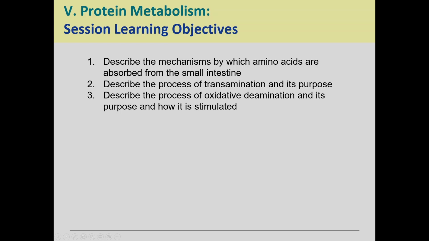All right, so last metabolism video before we have a very short one at the very end, and that's protein metabolism. So we've already talked about how we metabolize carbs, we've talked about how we metabolize lipids, so of course we got to go into amino acids. So we're going to talk about how we absorb them, and then the process of transamination. Why do we do that? Oxidative deamination. Why do we do that, and how do we stimulate that?